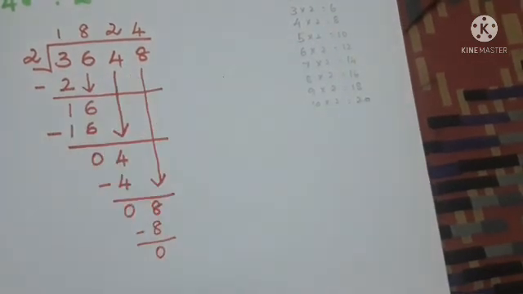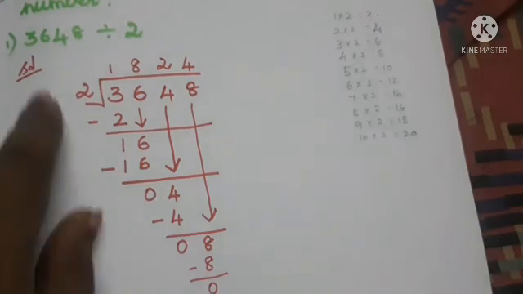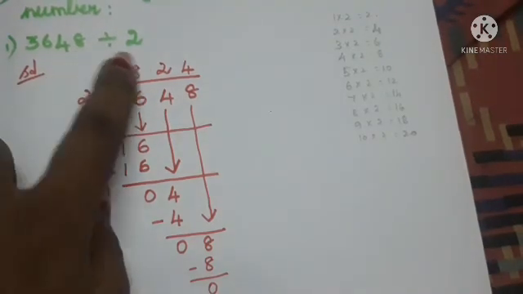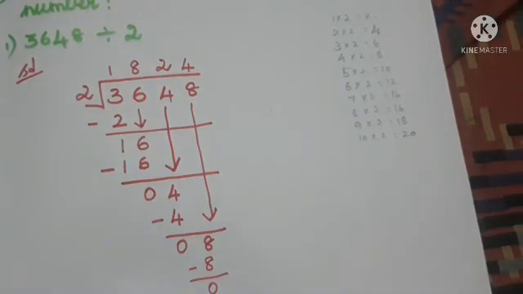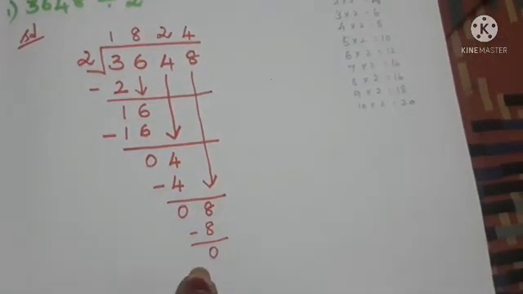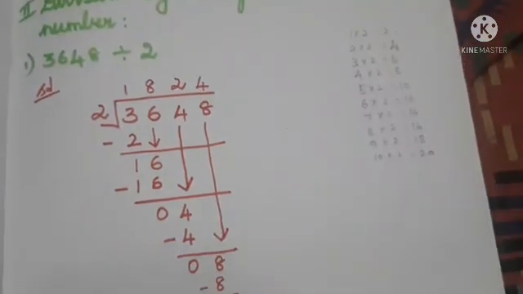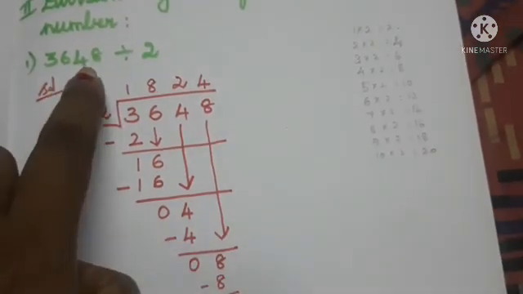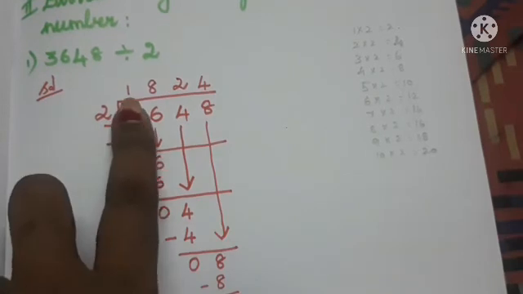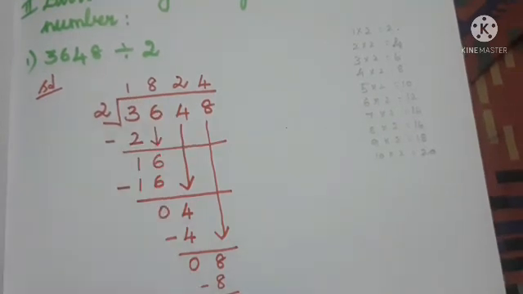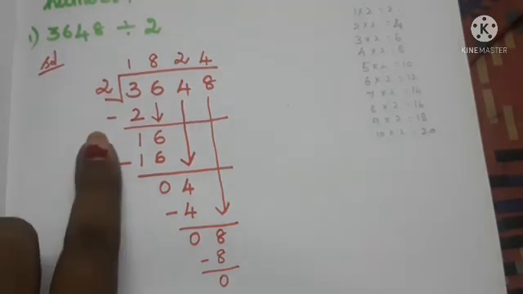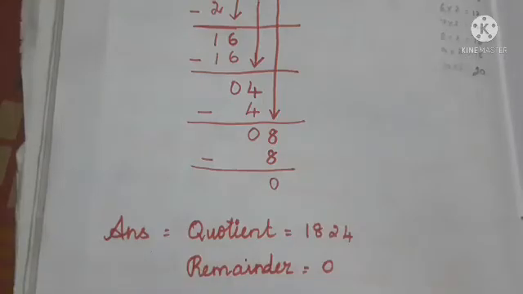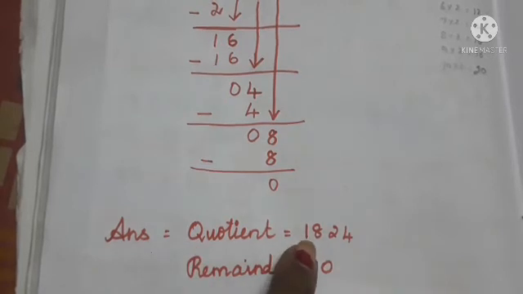Okay. So our subtraction value we got 0 and next no value is there, isn't it? So we have completed the division. So when you divide 3648 by 2, you will get the quotient as 1824 and the remainder value will be 0. So we can write the answer: quotient is equal to 1824, remainder is equal to 0.